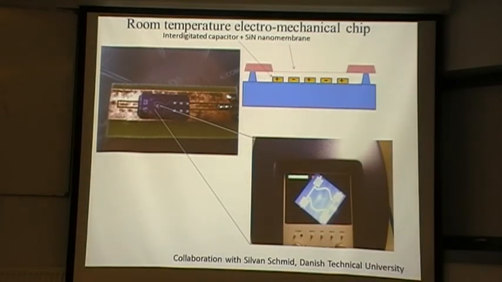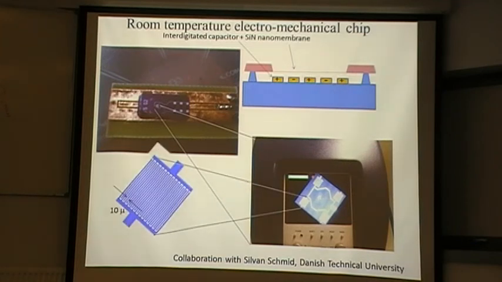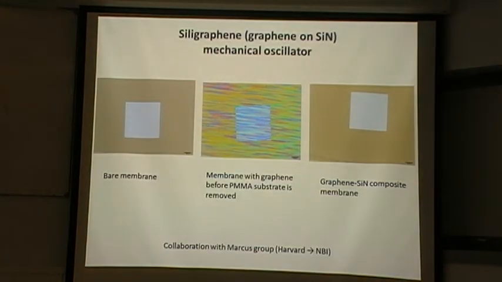This is just to show you the first examples of our capacitors and the membrane on top. You can see the membrane because it's a 50 nanometer thing with 10 to the minus 5 absorption. This is the close-up of the capacitor. And again, cutting things short, let me just zoom into one interesting development.